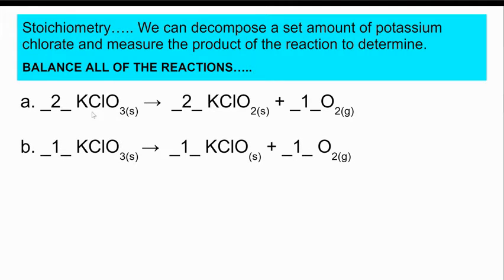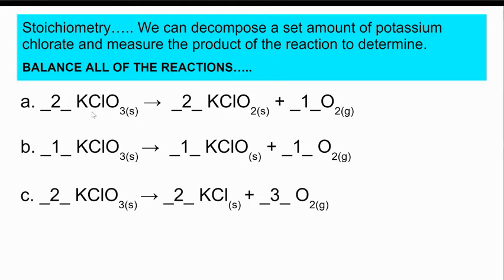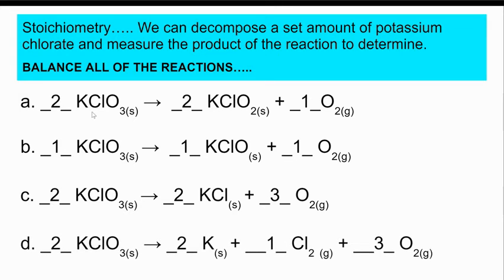Or you might have found that there was a 1 to 1 to 1 mole ratio between the decomposition of solid potassium chlorate, which will produce 1 mole of solid potassium hypochlorite and 1 mole of oxygen gas, or 2 moles of solid potassium chlorate decompose into 2 moles of solid potassium chloride and 3 moles of oxygen gas. And finally, our last balanced reaction would be 2 moles of potassium chlorate decompose into 2 moles of solid potassium, 1 mole of chlorine gas, and 3 moles of oxygen gas.